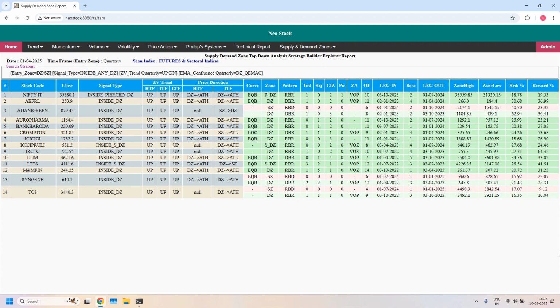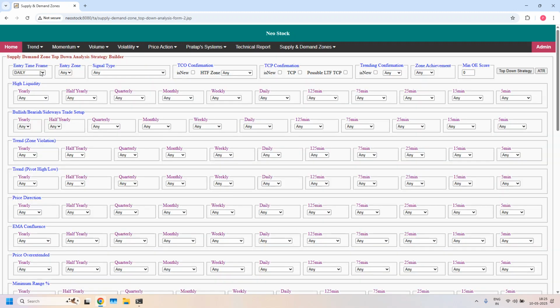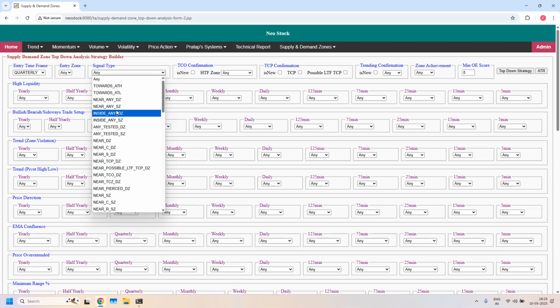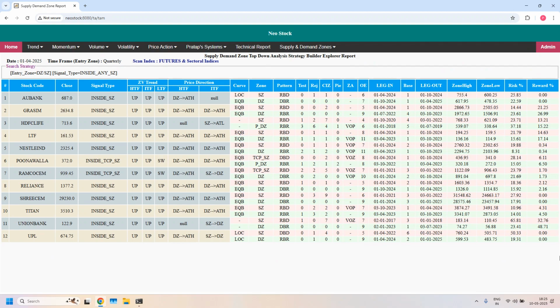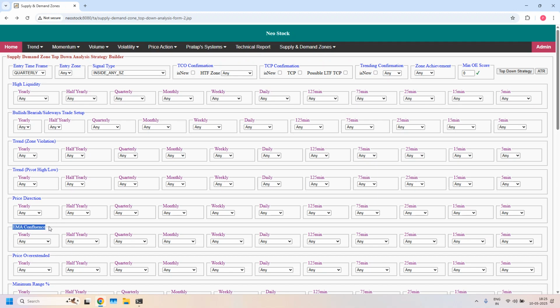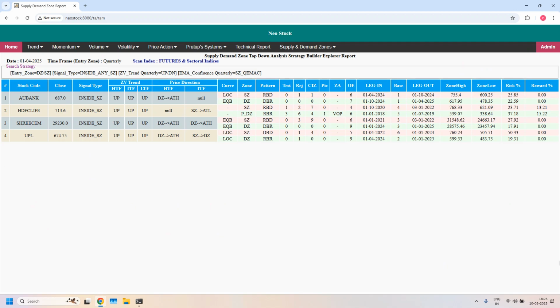Okay, next we will look into price closed inside the quarterly supply zone. We got 12 stocks. We can further filter this list based on quarterly supply zones having quarterly EMA confluence. Trend on the quarterly should not be sideways. So 4 stocks are filtered. So this is about quarterly time frame.